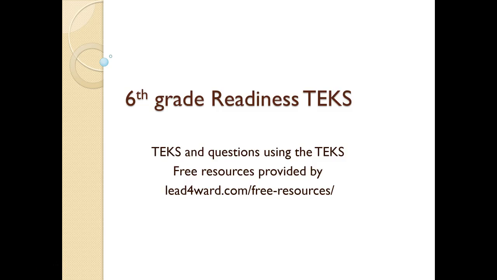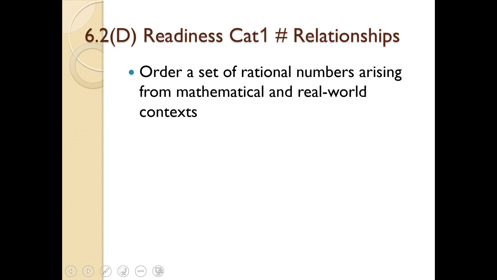Okay, today we are going to start our lessons on the 6th grade readiness TEKS. The TEKS that we have here are provided by some free resources online. The first TEK we're going to look at is 6.2D. It is a readiness TEK in category 1, and it is about number relationships. You're going to have to be able to order a set of rational numbers.